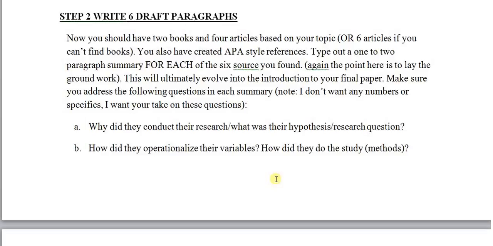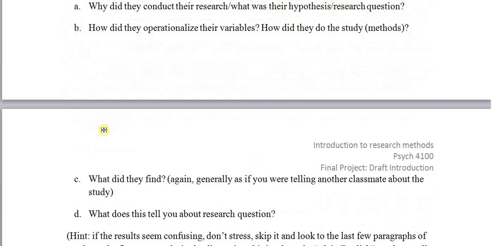Okay. Now, for each of these, you want to read through and write a summary of the article. And I give you some guidelines to help organize the paragraph. Why did they do their research? What was their hypothesis? How did they operationalize their variables? How do they measure their variables? How do they do the study? What did they find? And what does this tell you about your research question or your ideas?